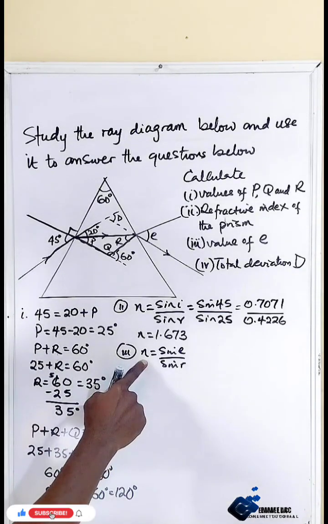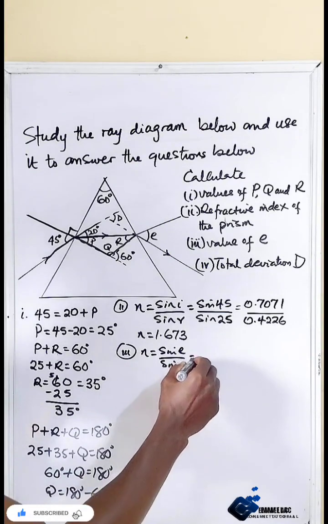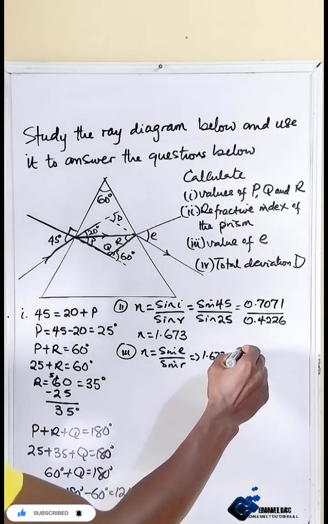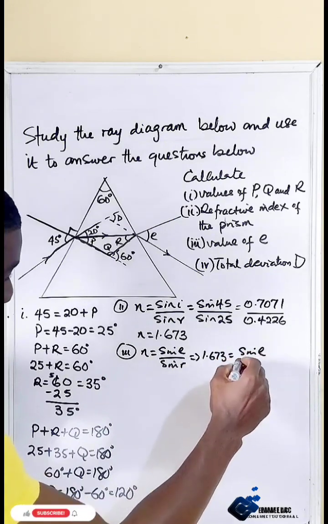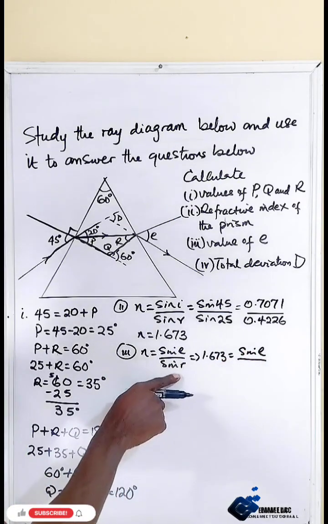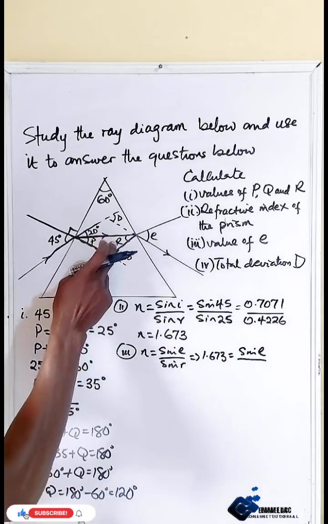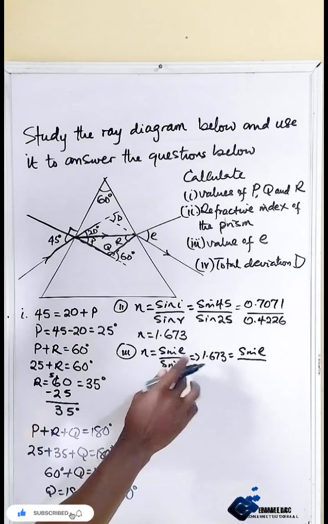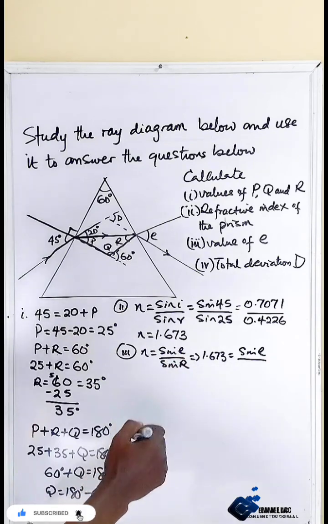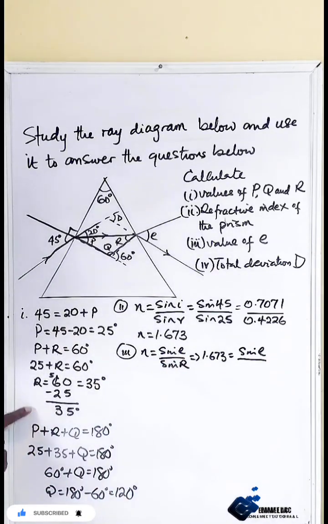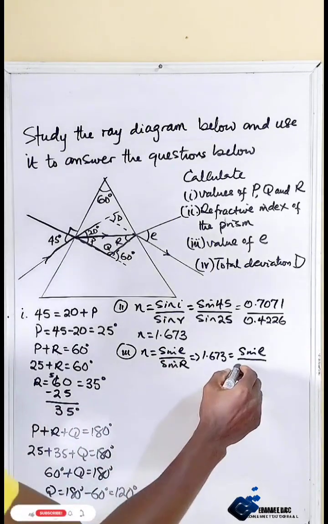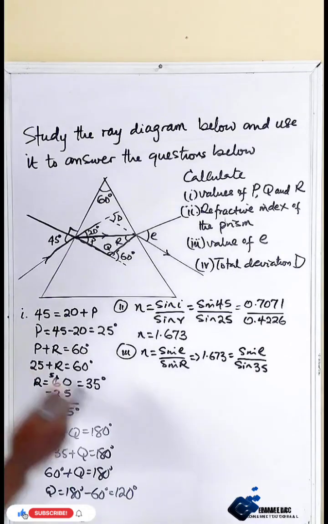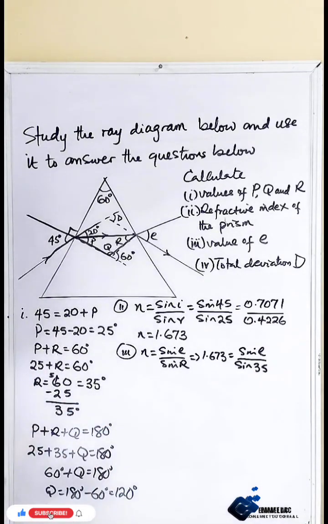The refractive index of the prism is given as 1.673 and equals sine E all over sine R. Now sine R here will actually be the capital R, so we can replace this with capital R. Then R here is giving us 35, so this is sine 35. Now cross multiplying, so finding sine 35 here.